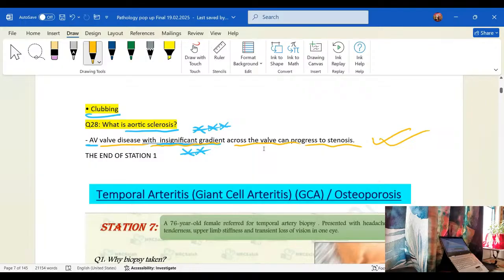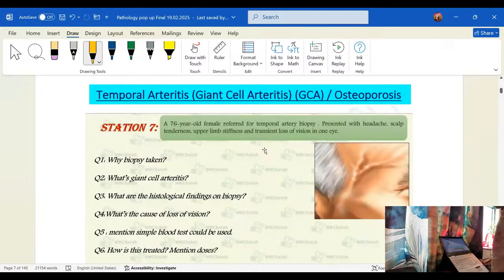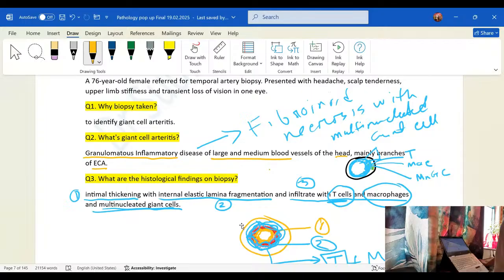A 76-year-old female referred for temporal artery biopsy with transient loss of vision in one eye. Temporal arteritis mainly involves the branches of the external carotid artery. It is a granulomatous inflammatory disease which affects the large and medium-sized branches of the external carotid arteries.